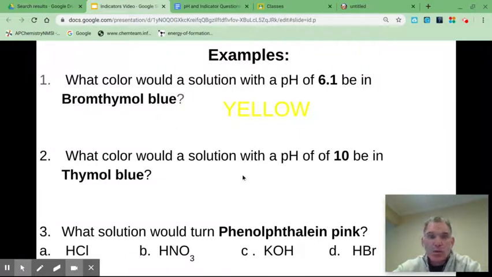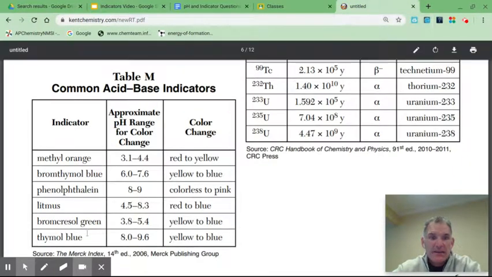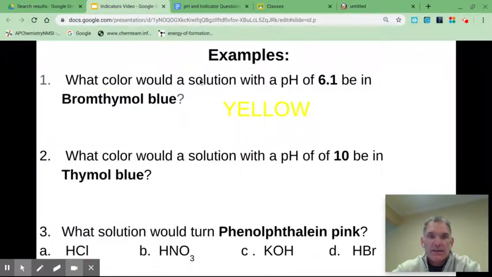Number 2, what color would a solution with a pH of 10 be in thymol blue? So now I have thymol blue at a pH of 10. Notice I'm closer to 9.6. Therefore, I'm going to be on the right side, which is a blue color. So let's take a look. Thymol blue, pH of 10. We're going to be blue.